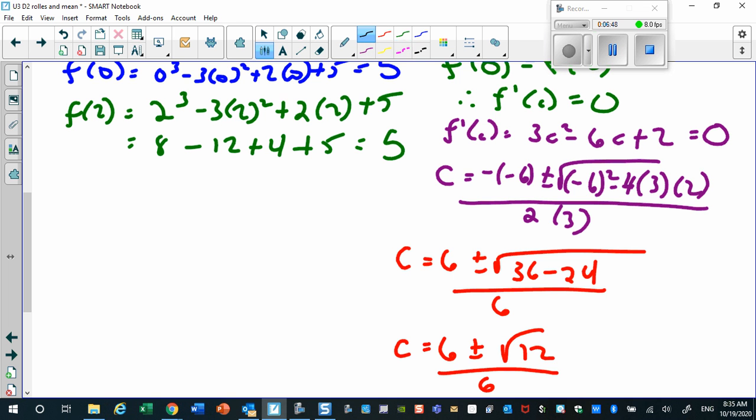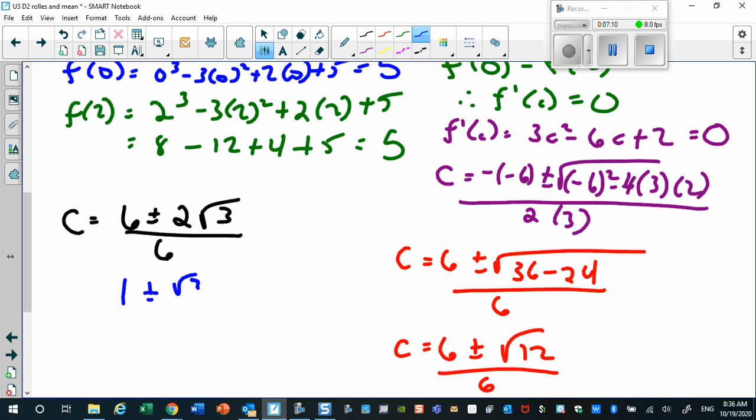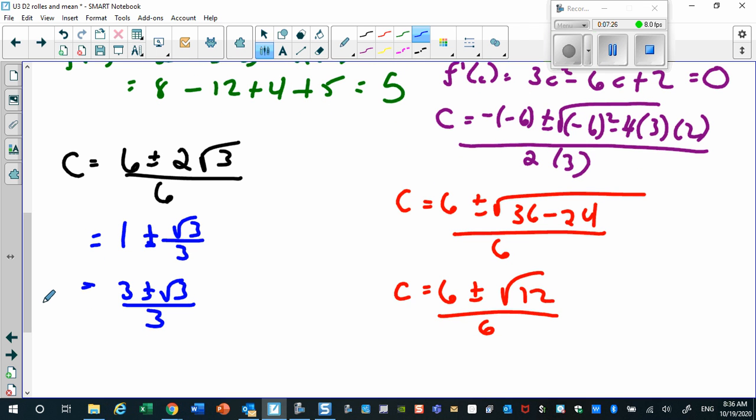I'm going to break it down a little bit. The square root of 12 is 2 times the square root of 3, because it's 4 times 3, over 6, which then makes this one of two things. You can write it as 1 plus or minus the square root of 3 over 3, or you can write it as 3 plus or minus the square root of 3 over 3. Don't really care which way you write it, that's up to you.